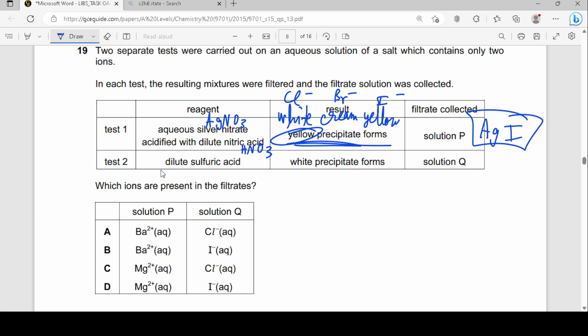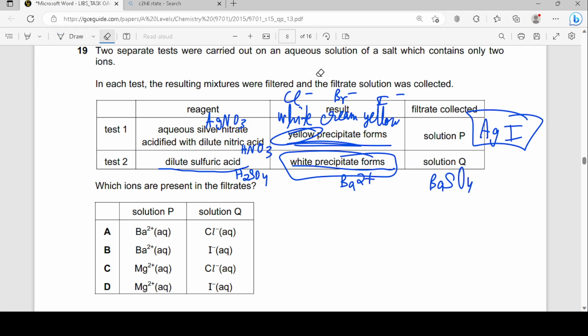And then dilute sulfuric acid, which is H2SO4, and then a white precipitate forms. White precipitate, what ion forms a white precipitate with H2SO4? That is Ba2 plus, right? Because you get a white precipitate of BaSO4 basically, right? So that means that actually they're asking about the filtrate, is it right?